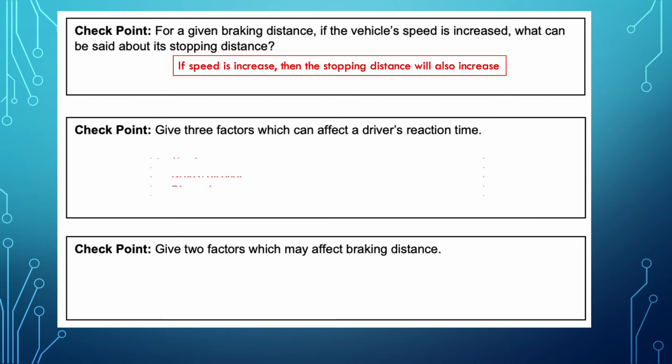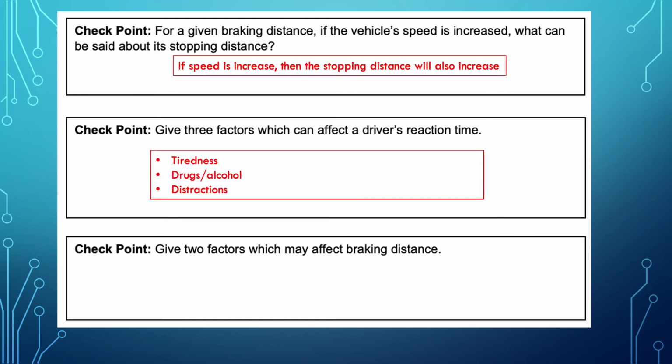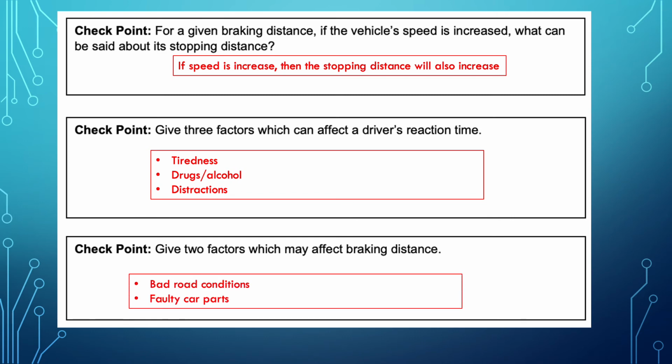So you have the 3 things, which are tiredness, drugs and alcohol, and distractions. Okay, so these are all things that affect your brain. And then the last one is give 2 factors which may affect your braking distance. And these are going to be things that affect the physical components of your car, and those are bad road conditions and faulty car parts. So any way that you may have described those, that's what you want to write down. Okay, along those lines.